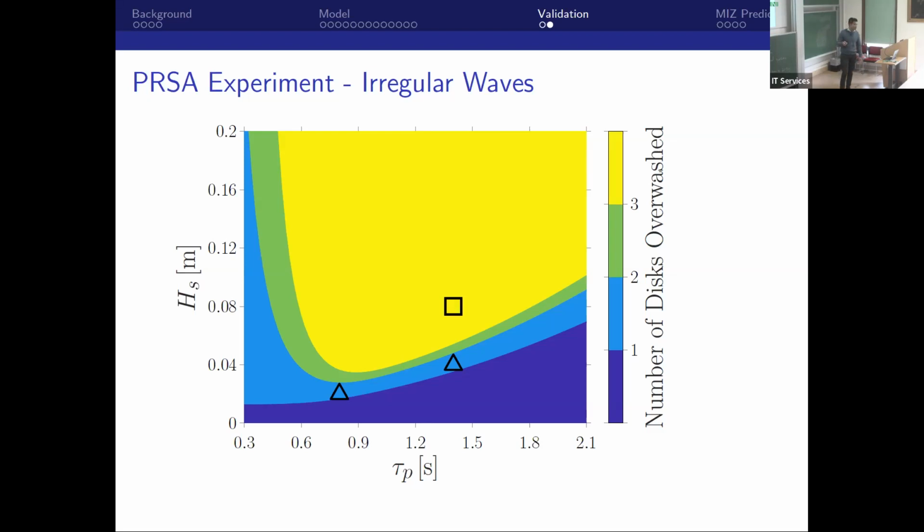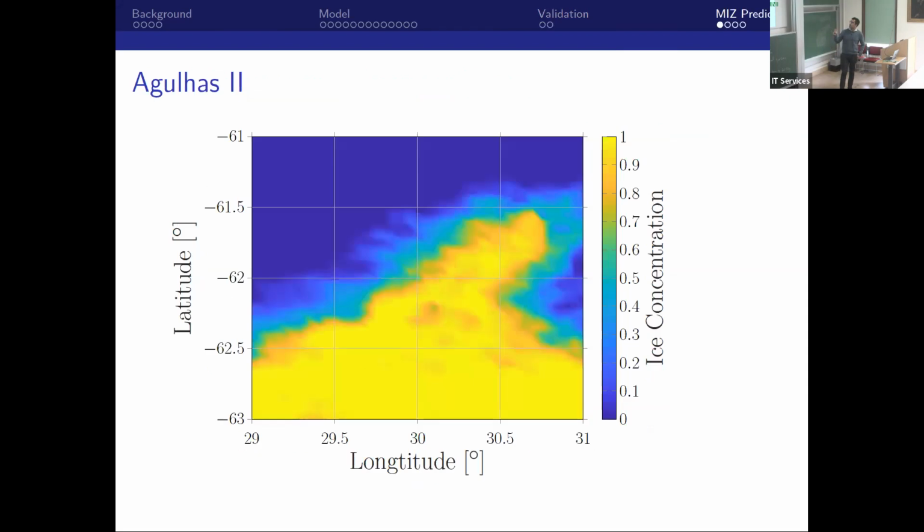We also did some regular wave tests, and there were a lot more regular wave tests, so you can get a lot more points in there. But since I'm just talking about irregular waves today, I just focused on this one, and we'll get to that. Okay, so great. Now we want to go to the marginal ice zone.